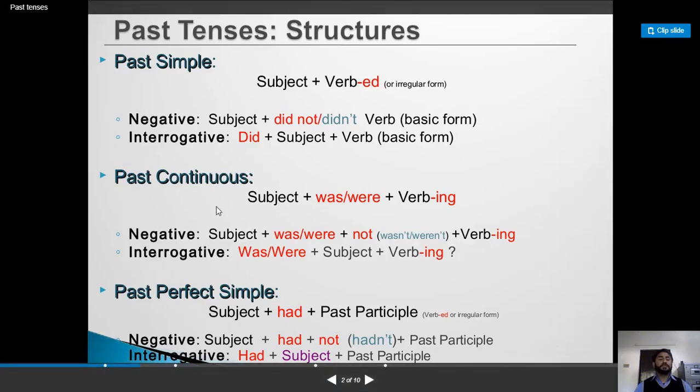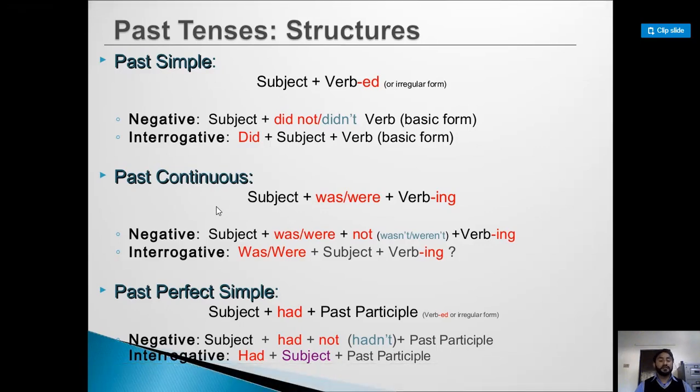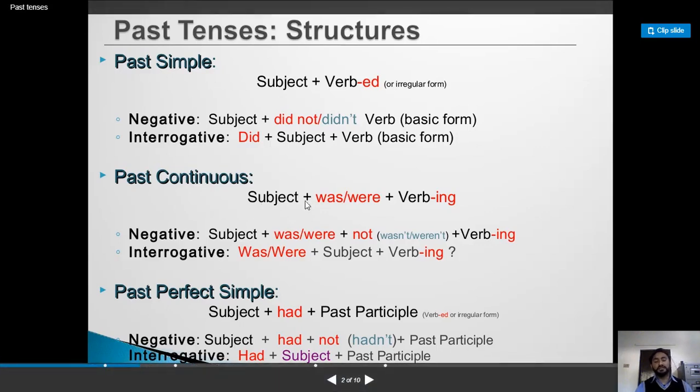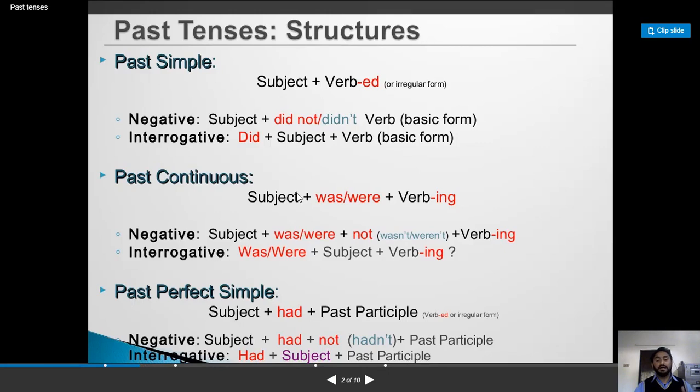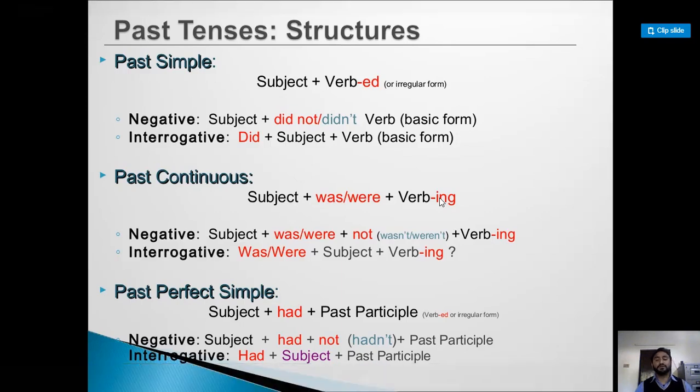Now see the past continuous tense. In the sentence structure, there is a subject and then was or were, which are auxiliaries, and the ing form of the verb, the fourth form of the verb, the present participle. In the present tense, is, am and are are used with the ing form, but in the past continuous tense, after the subject you use was or were as the helping verb, and then the ing form of the verb, also called the present participle.